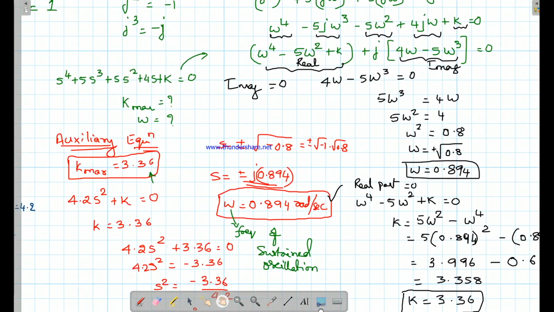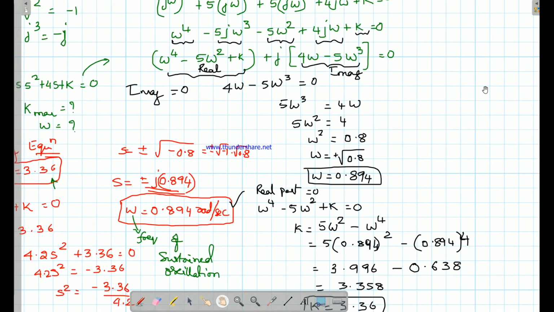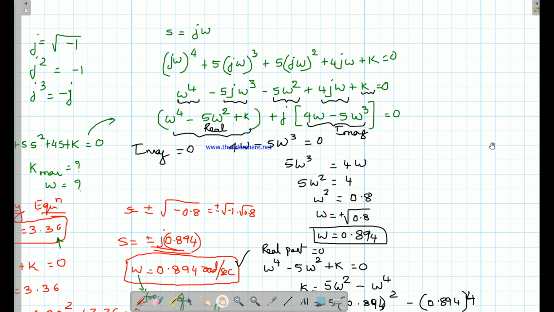The second method is, instead of the auxiliary equation or the RH criteria Routh array, you can also find the value of omega and k by substituting s equals j omega in the characteristic equation. I think this second method would be most appropriate for you to use in root locus construction, because in root locus construction, we need to find this omega and k value. If you construct the Routh array, then find the auxiliary equation and then find omega and k, that would take more time.